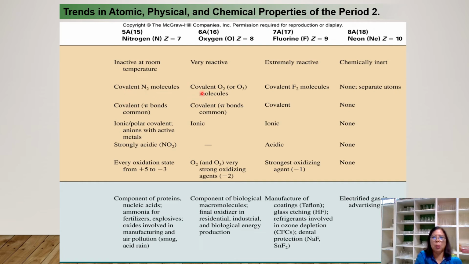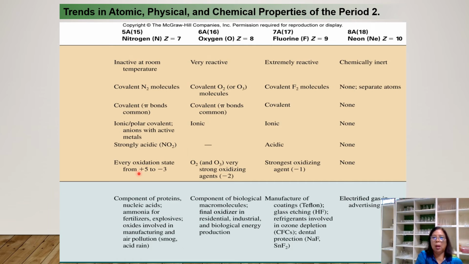From nitrogen to oxygen to fluorine, they work with covalent bonds between elements. So you have N2 for nitrogen gas, O2 for oxygen gas, F2 for fluorine gas, but not for neon. And then they are all ionic except again for neon. They are acidic but not totally proven for the case of oxygen.